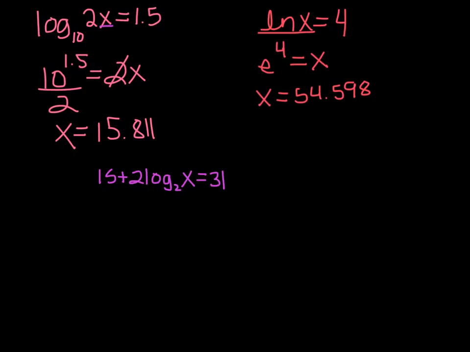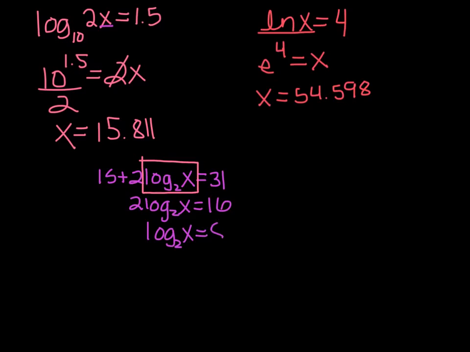So here's a messier one. Remember, you have to isolate the logarithm before you can change it to an exponential. So first I need to subtract 15. 2 log base 2 of x equals 31 minus 15 is 16. And then I need to divide off the 2. Log base 2 of x equals 8. Then I rewrite it as an exponential. 2 to the 8th equals x. And 2 to the 8th is 256.